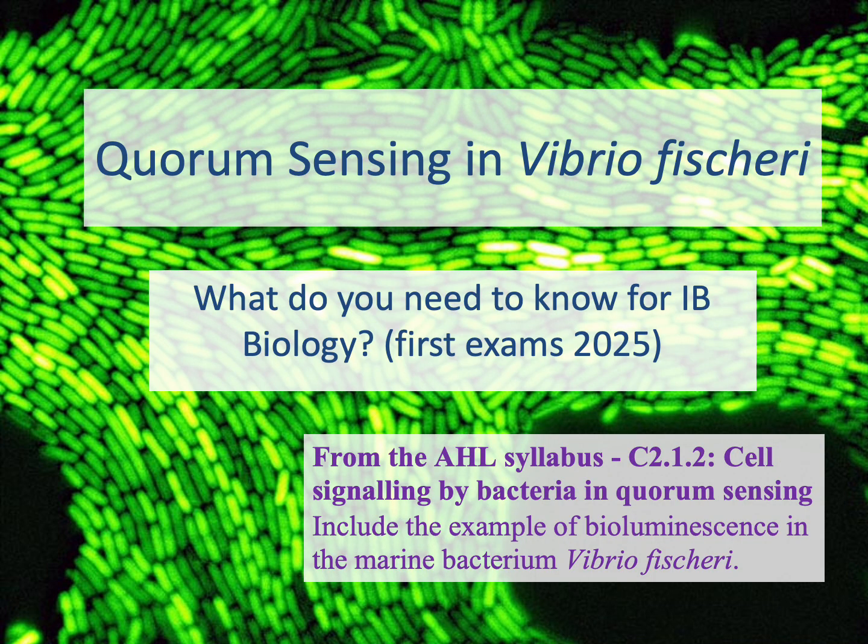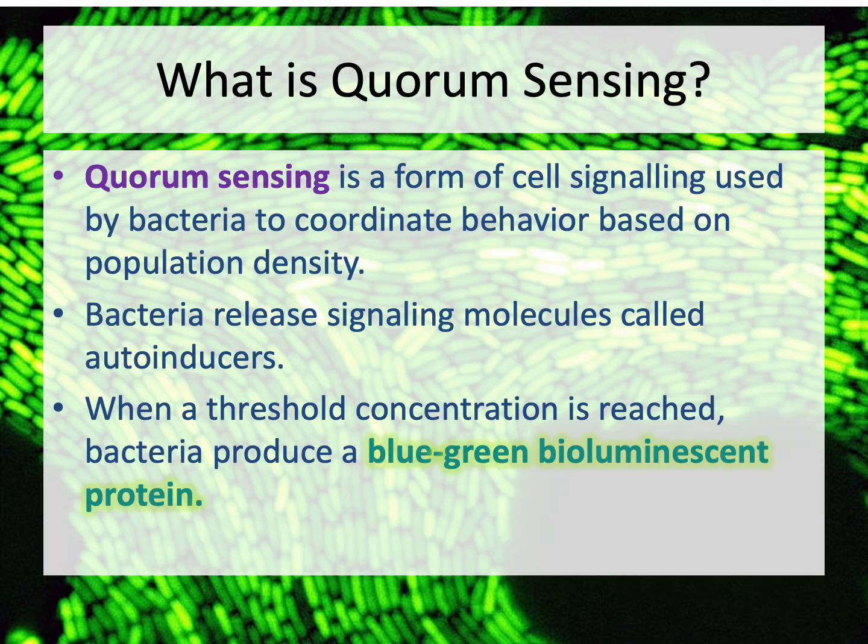So in the background we see the bacterium Vibrio fischeri and it's bioluminescing. The term used by the IB is quorum sensing. Notice also the terminology bioluminescence, a marine bacterium, cell signalling, and the species name. Now normally you're not expected to remember species names, however we haven't got a common name here, so I would suggest you actually use the term.